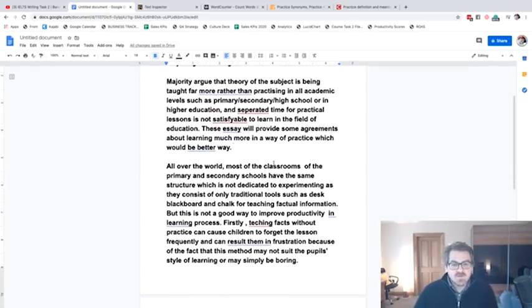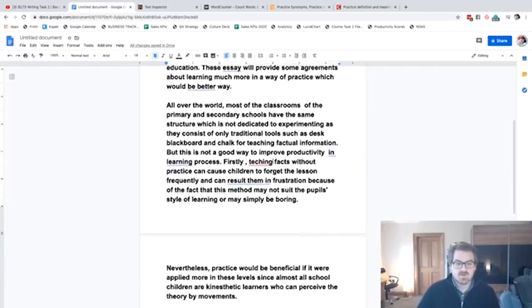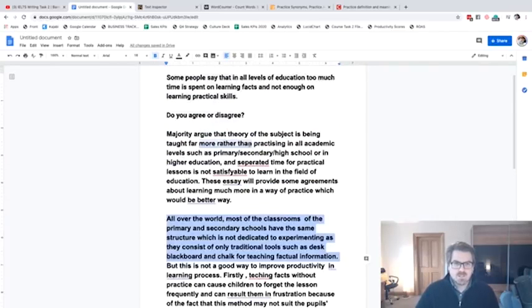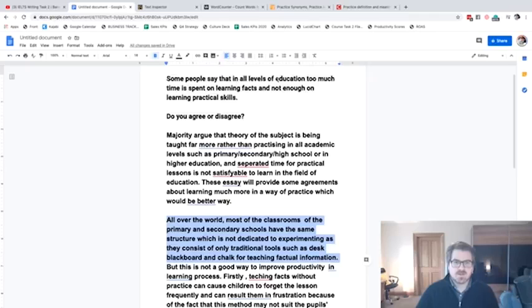All right, so let's have a look at the first main body paragraph here. All over the world, most of the classrooms of primary and secondary schools have the same structure, which is not yet dedicated to experimenting, as they consist of only traditional tools such as desk, blackboard, chalk for teaching factual information. Okay. Some people say that in all levels of education, too much time is spent on learning facts.